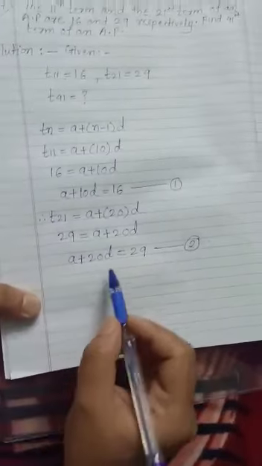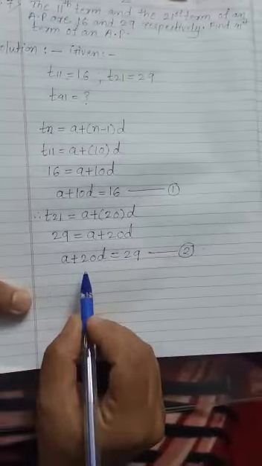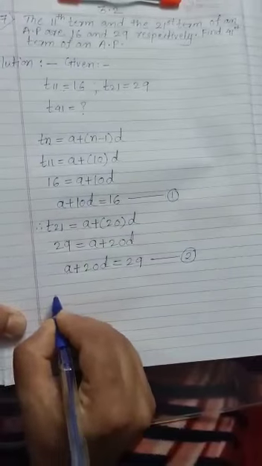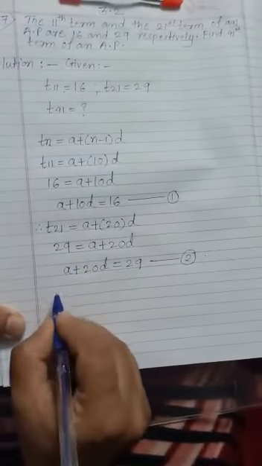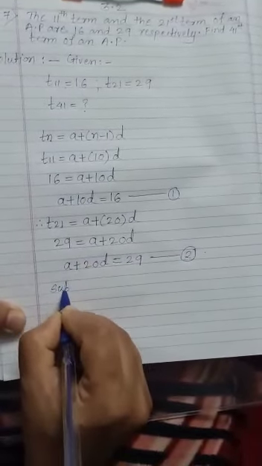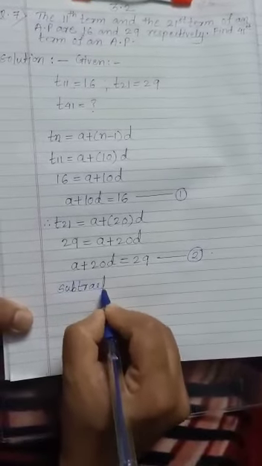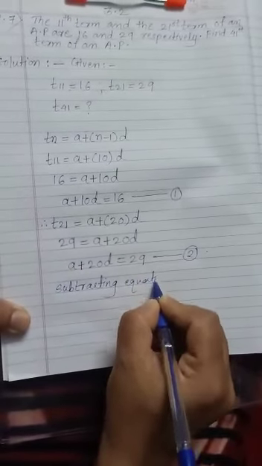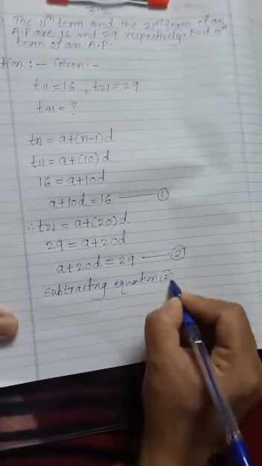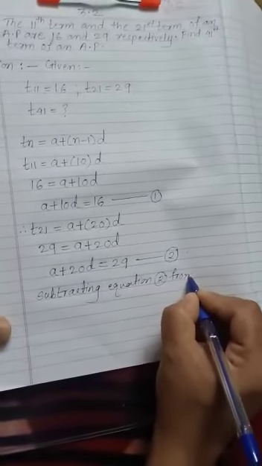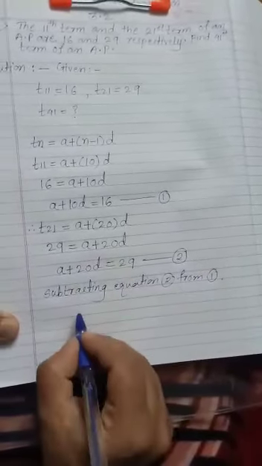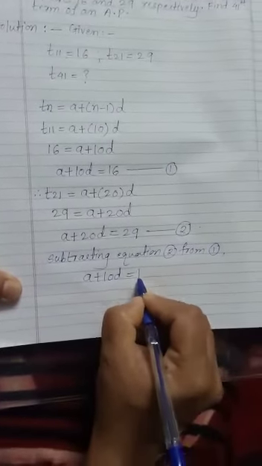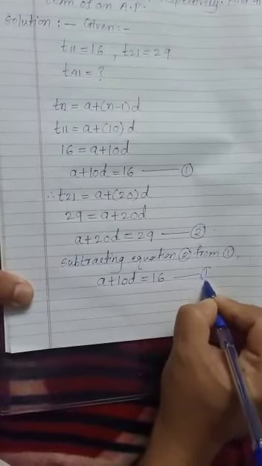So for subtracting the second from the first, we are arranging the second equation below the first equation. So first you write: subtracting equation second from first. Okay. Now you arrange the first equation. A plus 10D is equal to 16. It is equation number 1.